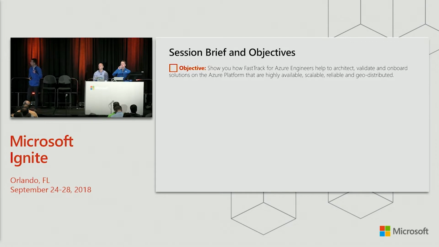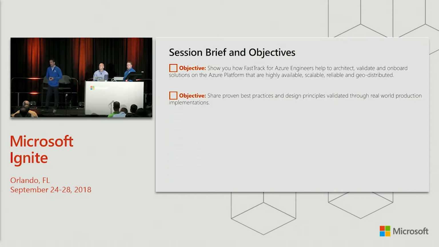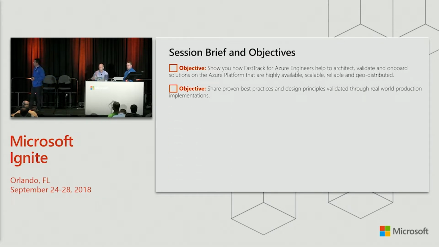We have 4 objectives for this session. The first one is basically to show you how FastTrack for Azure engineers work with customers and help customers architect and design their solutions so they can be highly scalable, available, reliable, and geo-distributed solutions when, of course, that's the case for your application. The second thing that we are going to cover is some proven best practices from our experience working with customers all around the world. We are going to give you some tips and tricks that you can use, and hopefully you can take some of these learnings and implement them yourself.